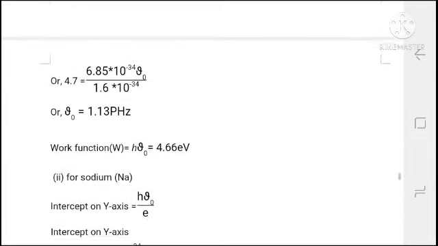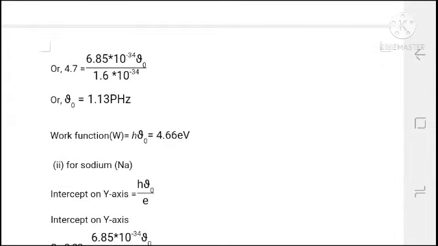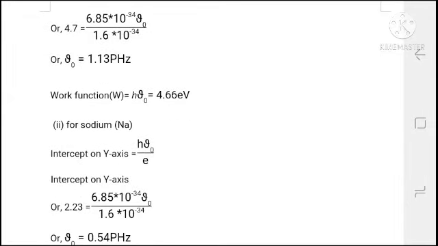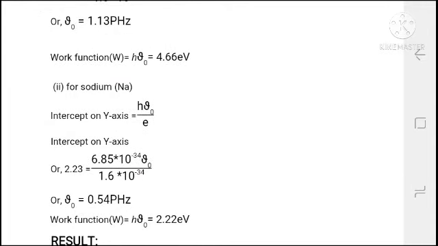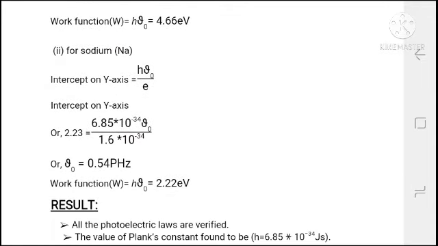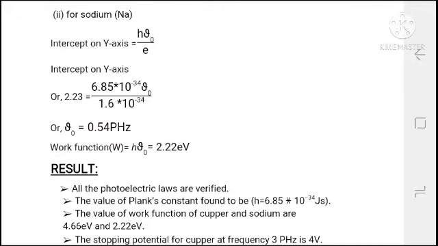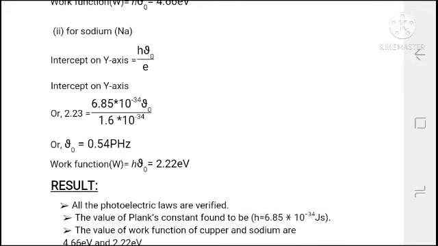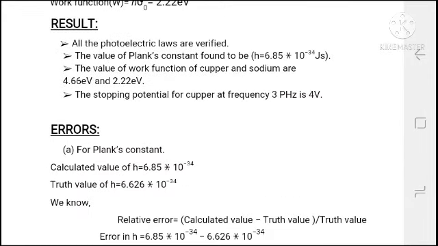That is, we get the result 4.66 electron volt. Similarly, we obtain the work function of sodium by using the intercept formula, and finally using the work function formula. That is, we get the work function of sodium is equal to 2.22 electron volt. Now we come to the result.